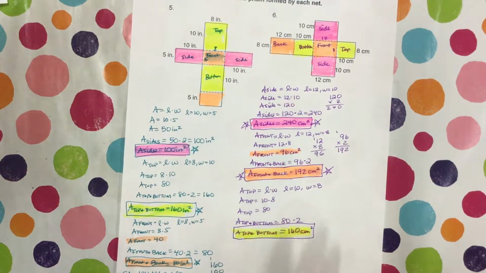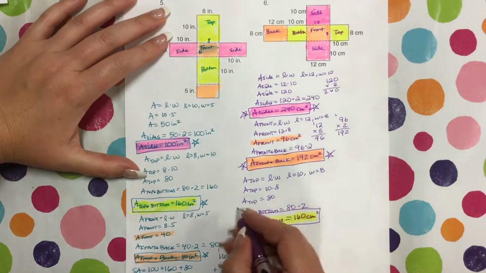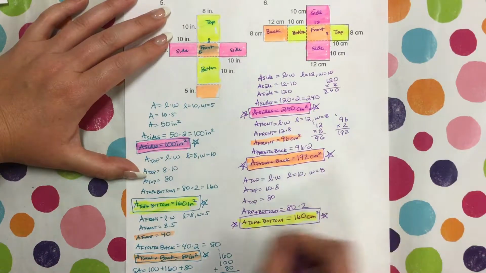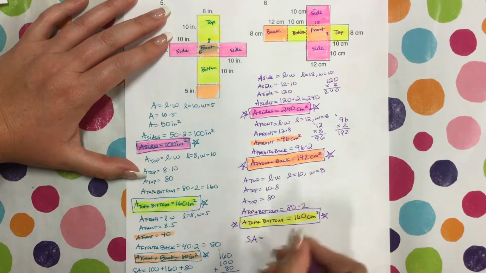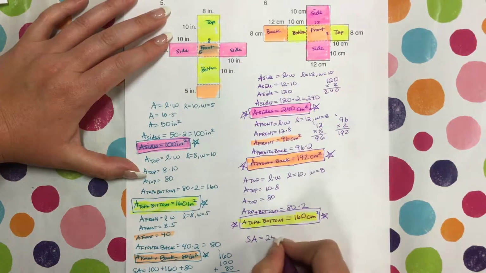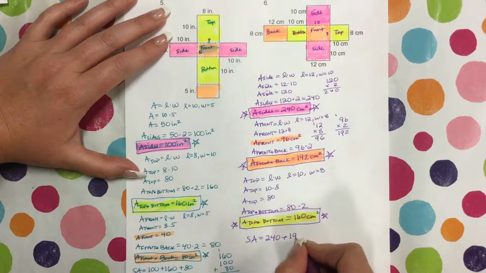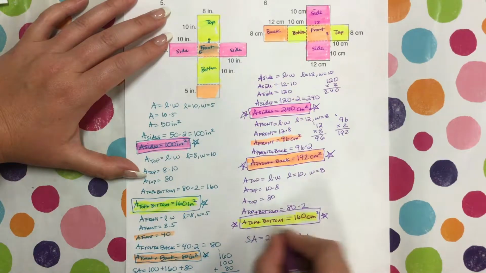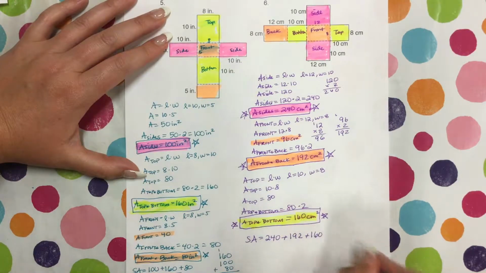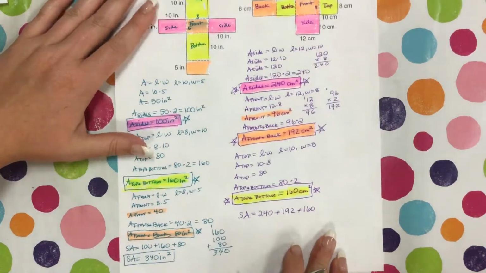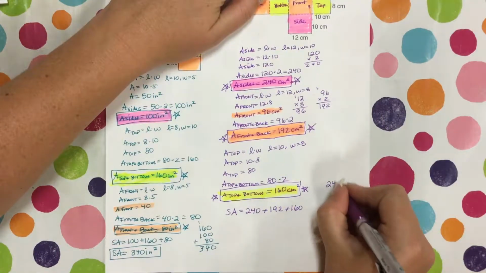So I'm ready to find the surface area of this entire figure. The surface area is going to equal the area of the sides, which is 240, plus the area of the front and the back, which is 192, plus the area of the top and the bottom, which is 160. So I'm going to go ahead and take all these 3 numbers and add them up.